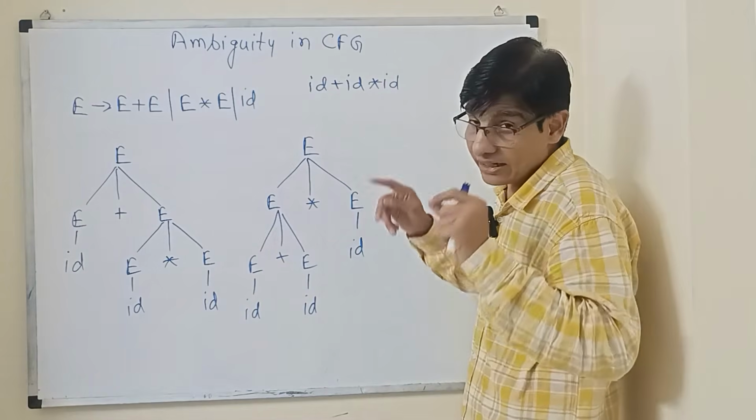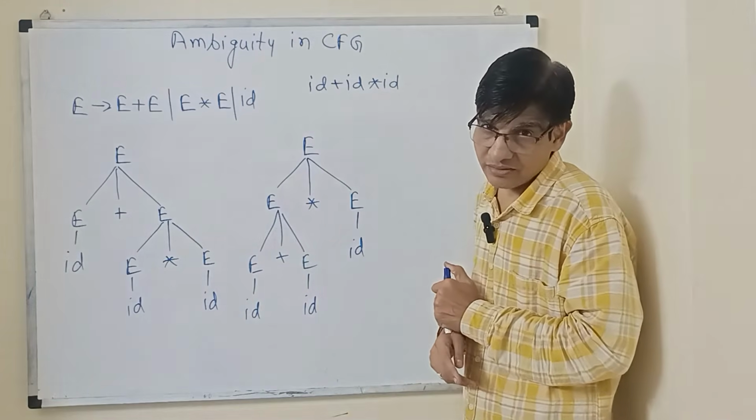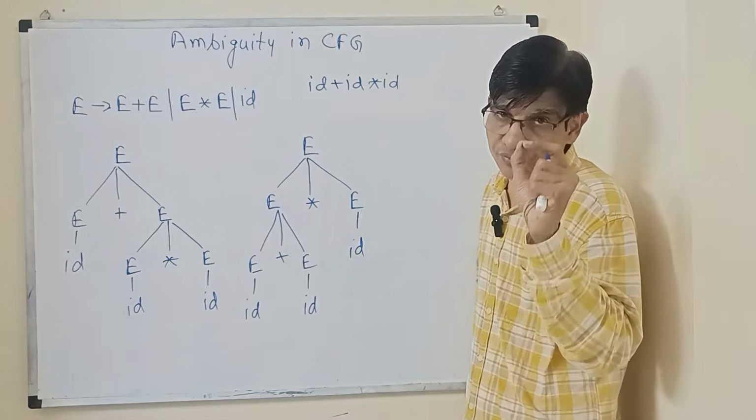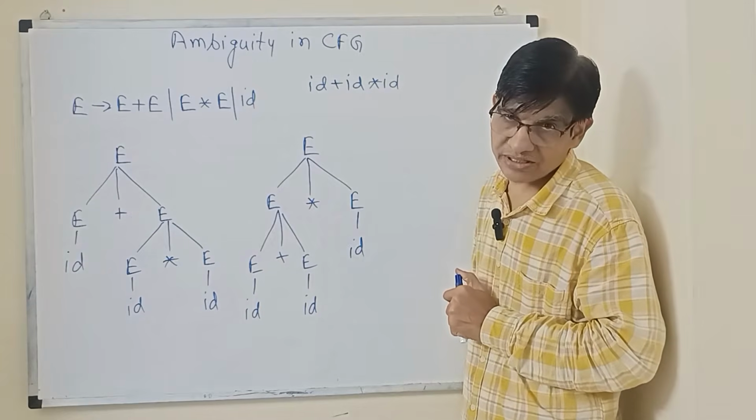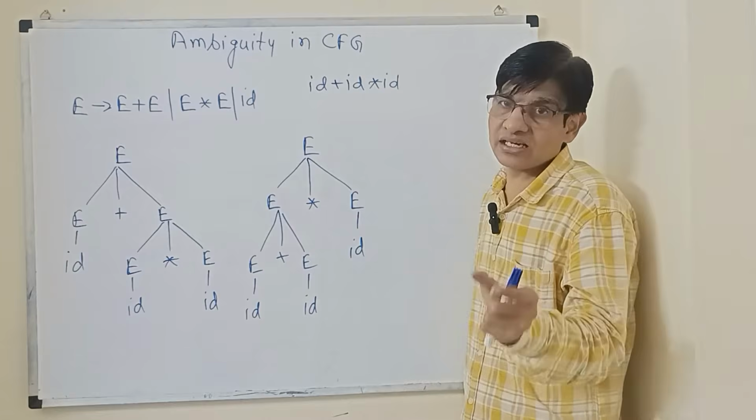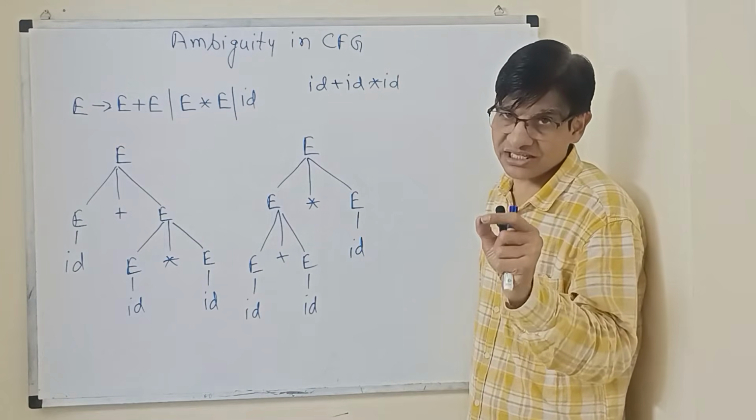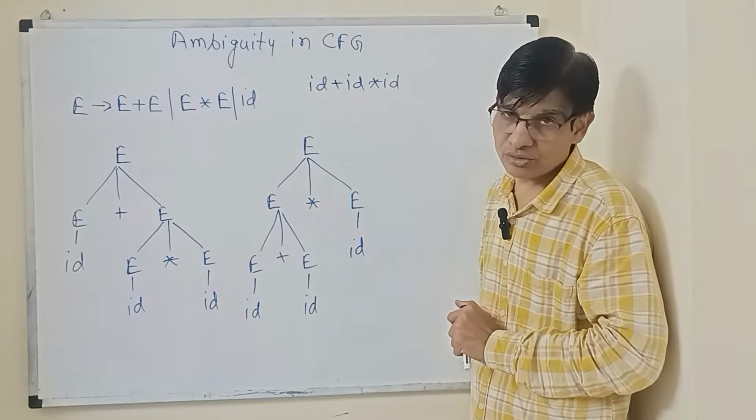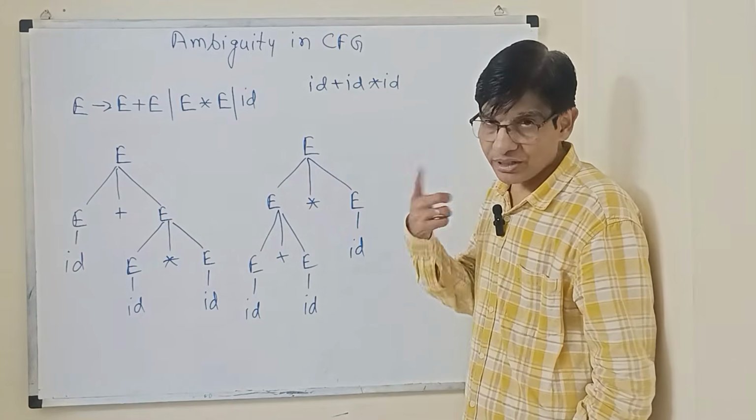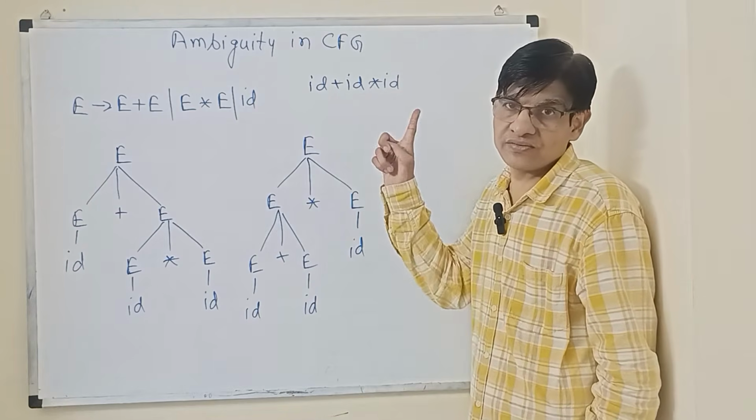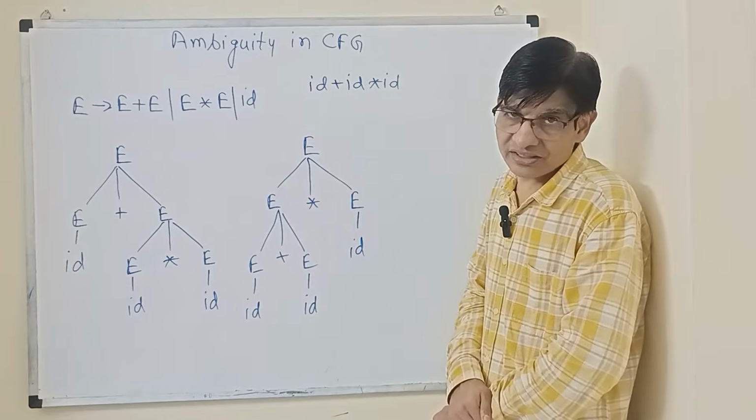And in unambiguous grammar, you can only generate one parse tree for any particular string. You cannot generate any other parse tree for the same string from the grammar if the grammar is unambiguous. But with an ambiguous grammar, you can generate more than one parse tree for any particular string.